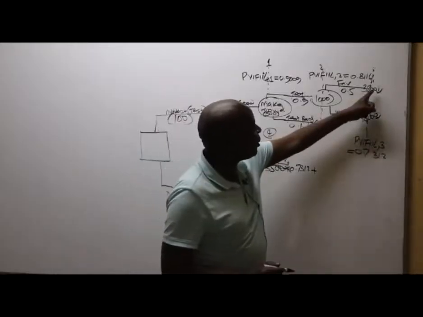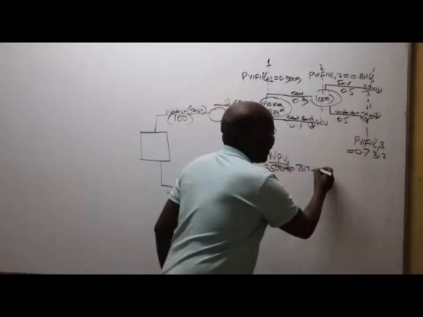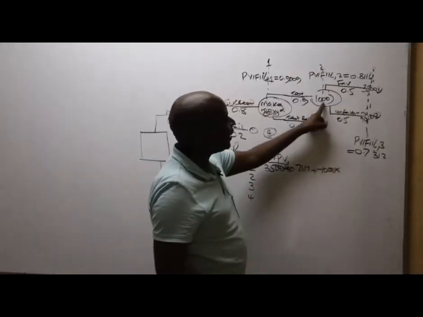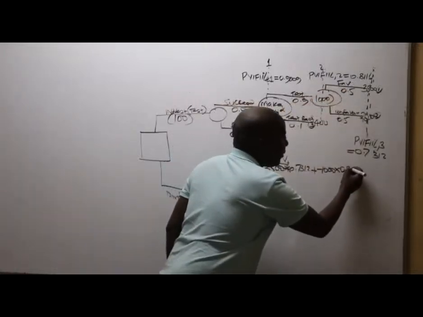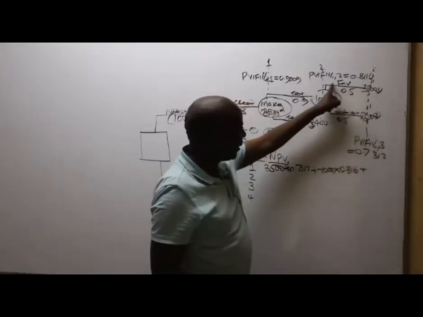Plus my Subaru driving skills, they are taking me to this next cash flow, which is minus 1,000. So minus 1,000 times what? This was coming to us at the end of year 2. End of year 2 is 0.8116. Plus my Subaru driving skills.